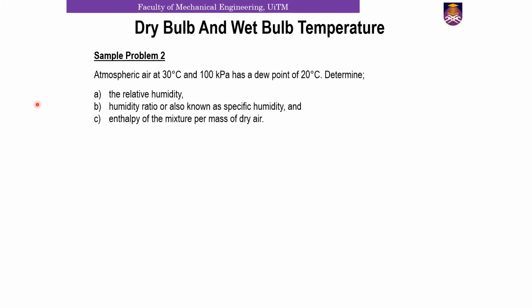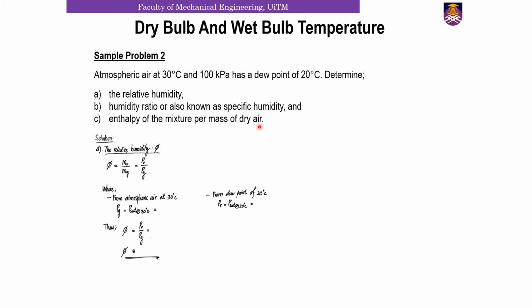So the first one is the relative humidity. Second one is the humidity ratio, also known as specific humidity. And the third one is the enthalpy of the mixture per mass of dry air. Now let's look at the solution.